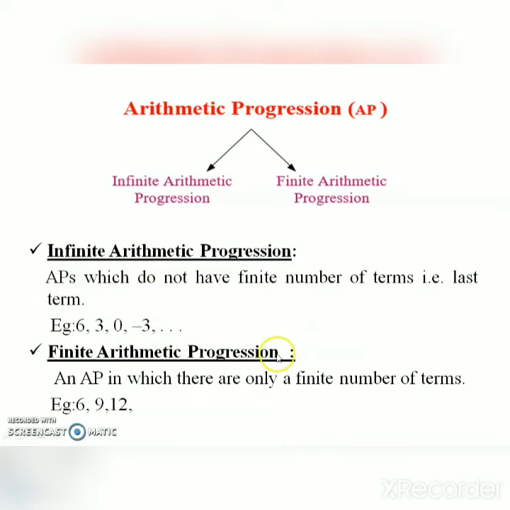Now what is a finite arithmetic progression? Finite arithmetic progression is an arithmetic progression in which there are only a finite number of terms. Example, observe this: 6, 9, 12. Here it is ending. Here there should be a full stop; you should not have any comma here. So here I am having the last term as 12. This is my finite series. The terms are ending here, whereas in the other case, the series is going on. That is why it is called infinite arithmetic progression. You have both these types in arithmetic progression.